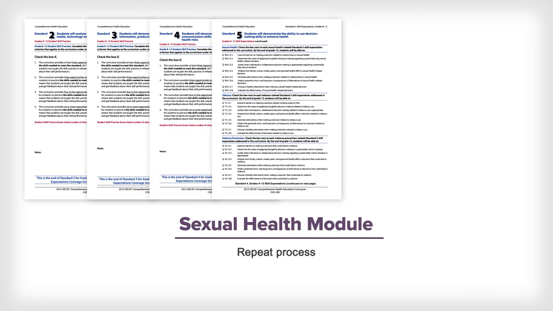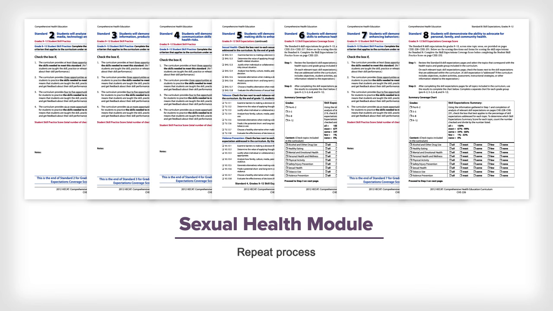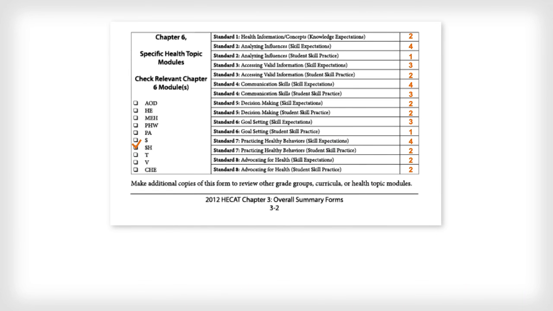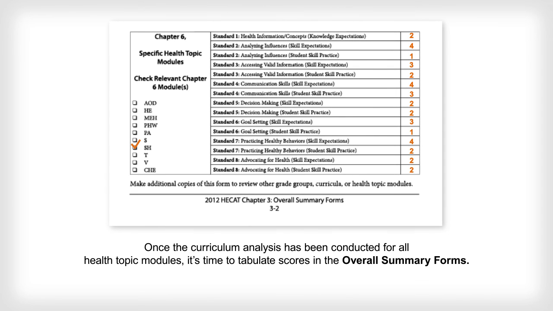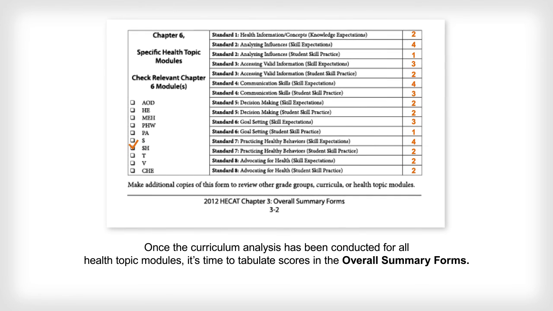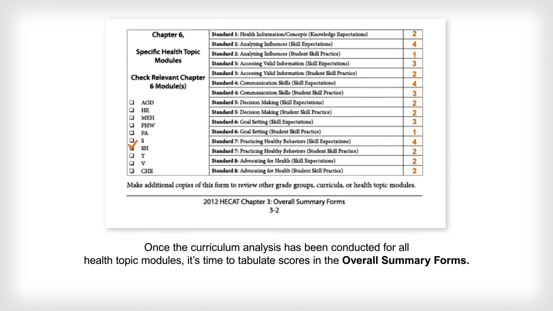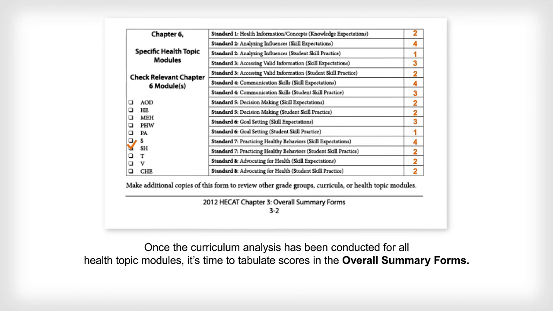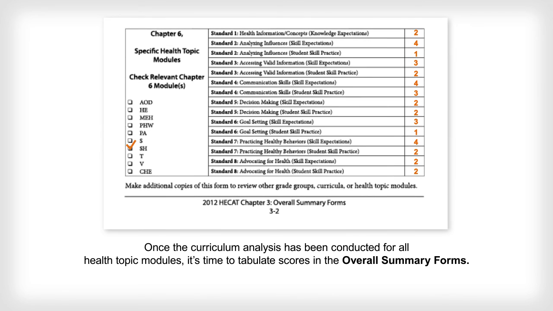Repeat this process, totaling the student skill expectations and student skill practice scores for each of the standards 2 through 8. Take the results from analyzing each standard and transfer those scores to the overall summary forms. Once the curriculum analysis has been conducted for all health topic modules, it's time to tabulate scores in the overall summary forms. Now we have come to the portion of the training to discuss the overall summary forms in greater detail.